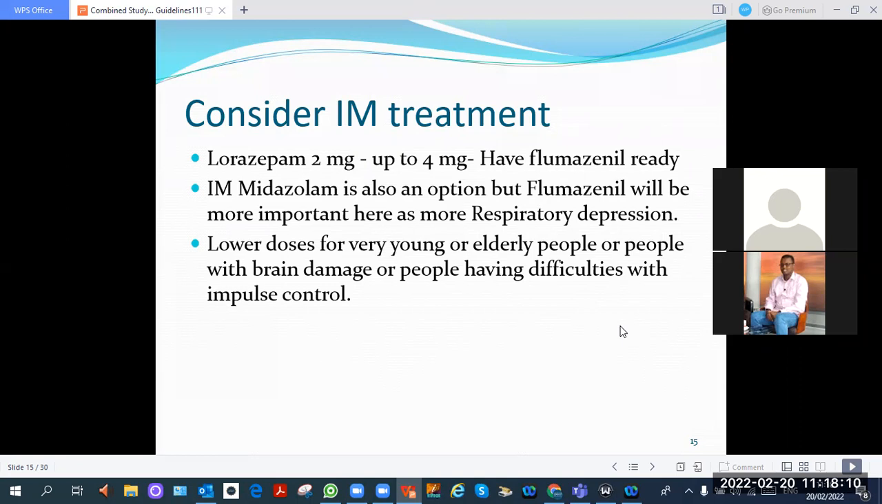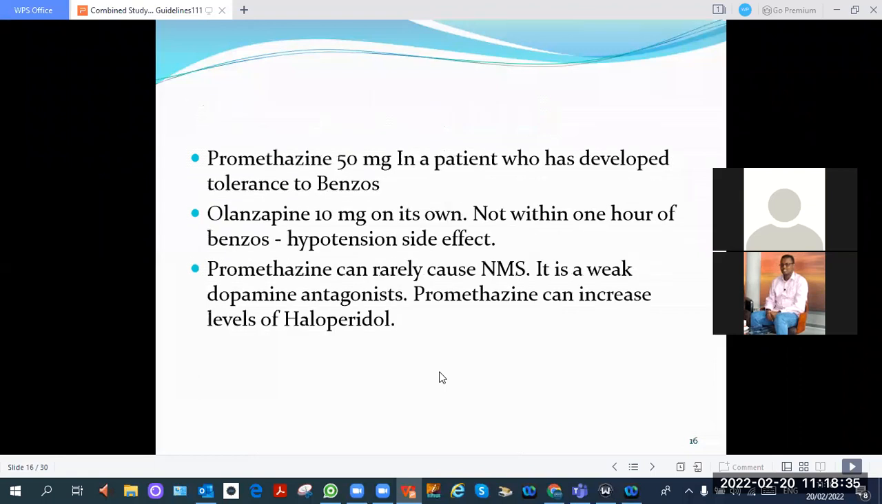In older days, it was haloperidol plus lorazepam. Then use lower doses for very young or elderly people, or people with brain damage, or with learning disability, people having difficulties with impulse control. And promethazine 50 milligrams in a patient who has developed tolerance to benzos. So sometimes patients are taking them.